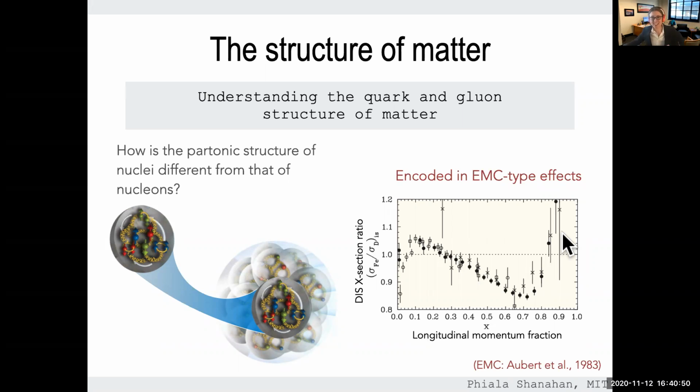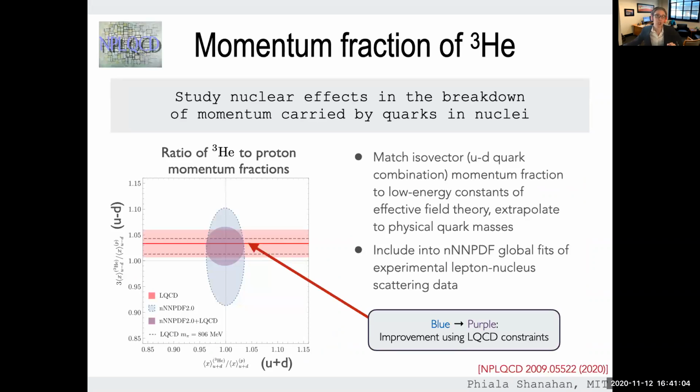So we can start to get at the EMC type effects from lattice QCD by looking again at these simple quantities where we have such success in calculating them precisely for protons in the lattice field theory approach. So we can look, for example, at the momentum fraction carried by quarks of different flavors in light nuclei. So this is recent work from the NPLQCD collaboration where we've calculated the up minus down quark contribution to the momentum fraction in helium-3. This calculation was done at larger than physical quark masses corresponding to a pion mass of about 800 MeV.